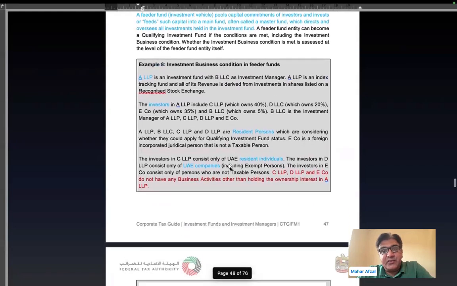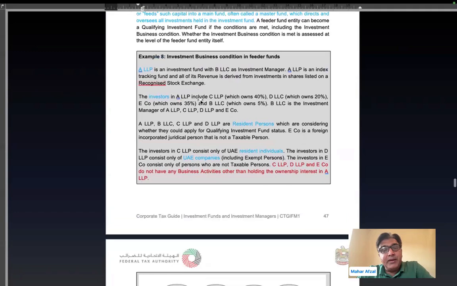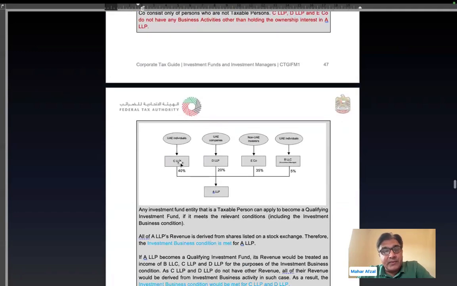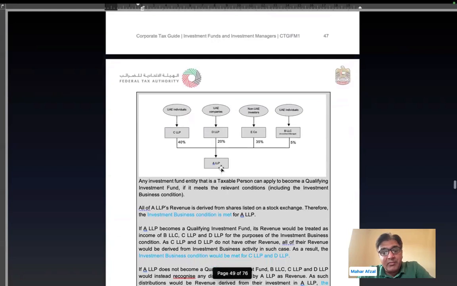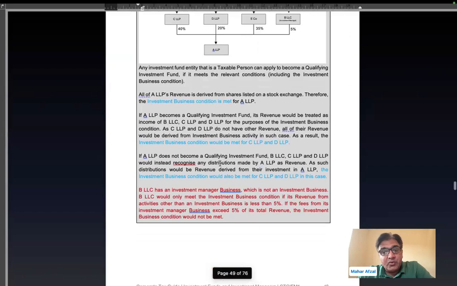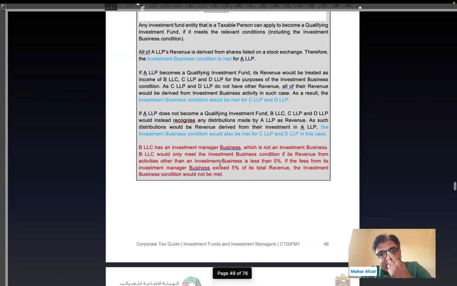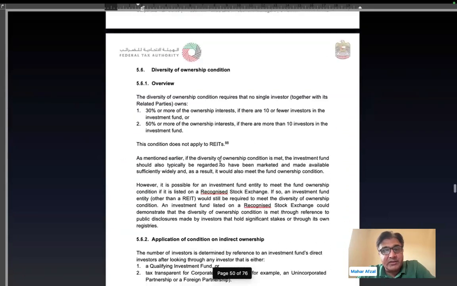Investment business condition in the feeder fund. The ALLP, BLLP, you can go through this. This is CLLP individual owner, DLLP companies owner, ELLP investor owners, BLLP individual owner, all together making investment in ALP. ALP further investing into the shares means ALP is satisfying the investing conditions. Some companies are out of this investor. They are only investing in ALP, means those are satisfying the conditions as well. So you can go through this: which parties are satisfying the investment business conditions, which parties are not satisfying the investing conditions.